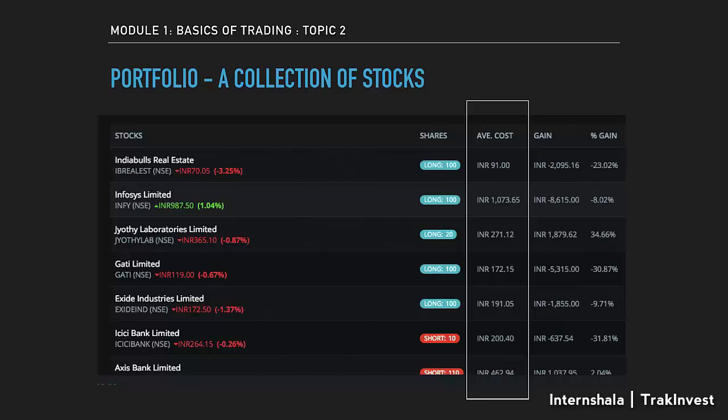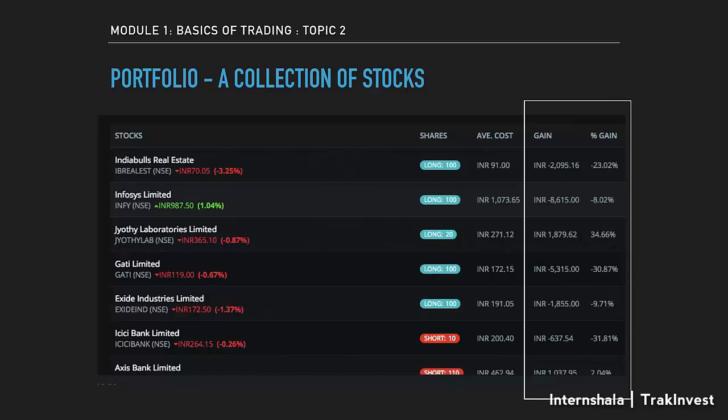Now, the average cost is the averaging out of all the cost prices in case you have done multiple purchases on a stock. Say, for instance, you bought stock A on day 1 at price 100 and you bought the same stock on day 10 at price 200. Then, depending on the quantity you bought on day 1 and day 10, your portfolio contains the average cost price of all the stocks across day 1 and day 10.